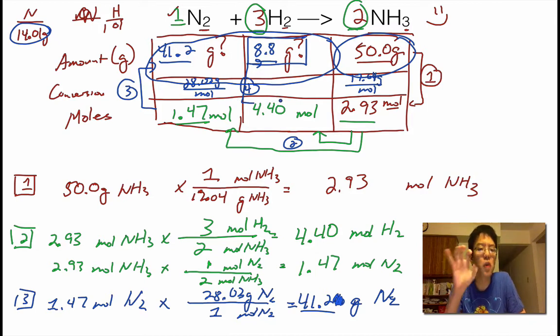All right, this is a lot to process, so you might want to rewind, go through a few steps again, make sure you understand each step, and then try to apply it to other reactions.